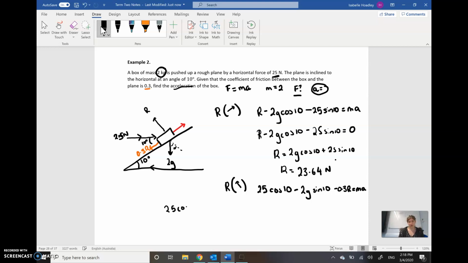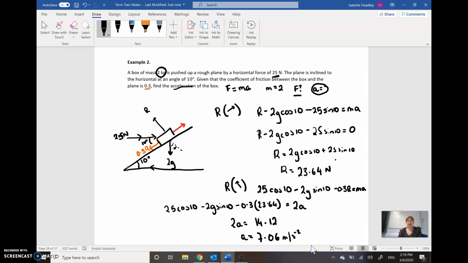So 25 cos 10 minus 2g sine 10 minus 0.3 times 23.64 equals the mass, which is 2, times a, and we're trying to solve for the acceleration. Again, I'm just going to work this out quickly. So we've got 25 cos 10 minus 2 times 9.8 times sine 10 minus 0.3 times R. I get from here 2a equals 14.12. So therefore a is equal to 7.06 meters per second squared.